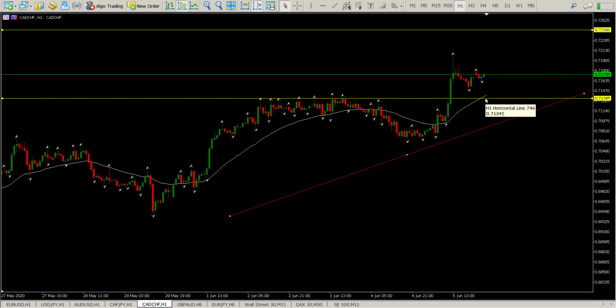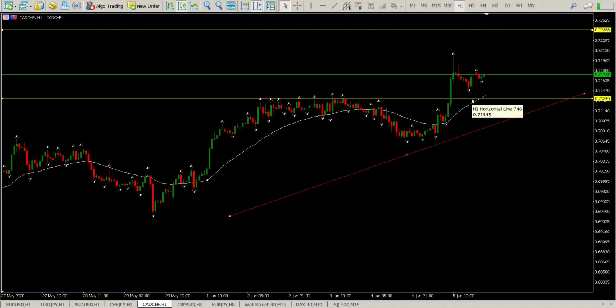Okay, so if I can get a pullback into 071345, a buying opportunity, your stop is going to be somewhere around 0709. 0709 would be your stop area, and that would give you a target right up here at 072466. So if we do pull back into this area, it's going to give you a good 2-to-1 trade.